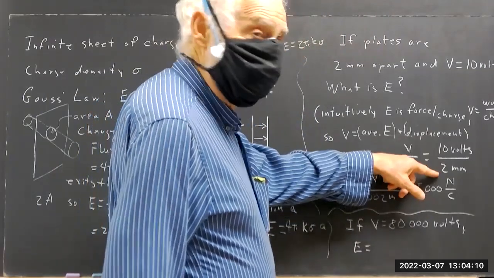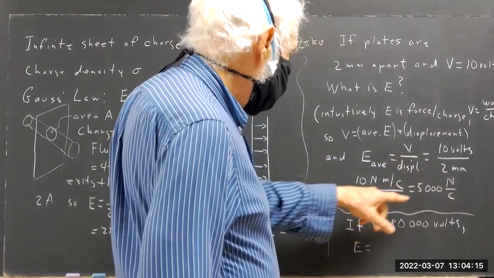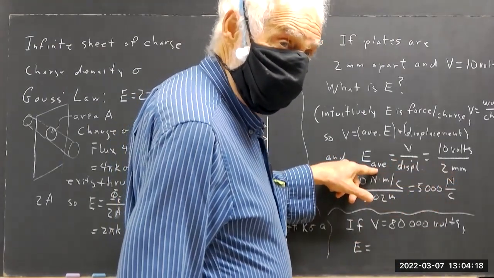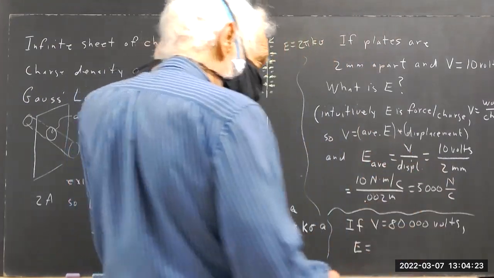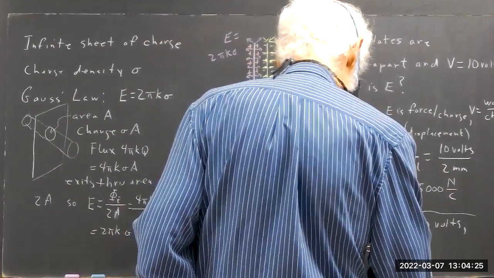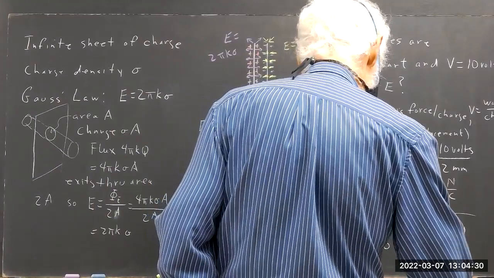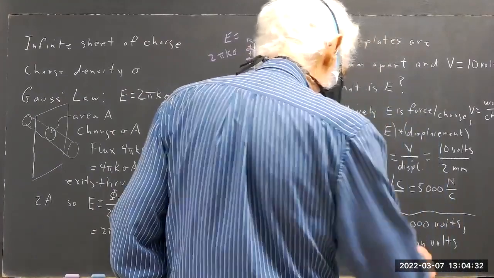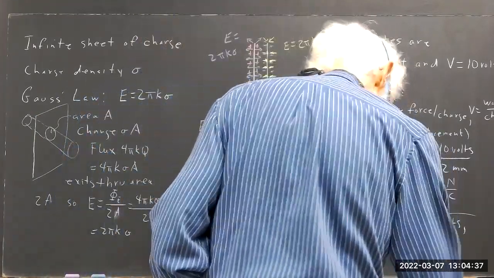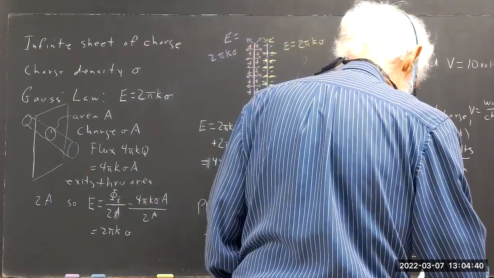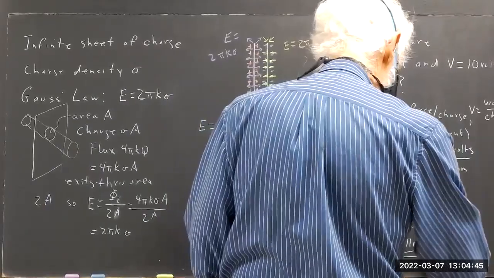You divide your voltage by 2, then you multiply by 1,000 because you're converting millimeters to meters, right? Or we can divide by 0.002. Look at it any way you want, but you get 40 million volts, about 40 million volts per meter, or newtons per coulomb.